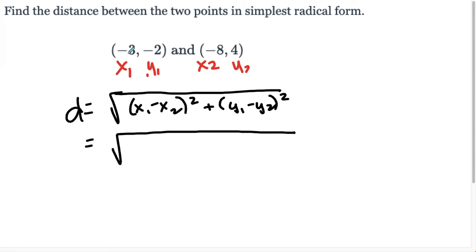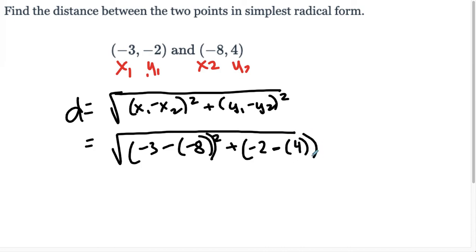Now you just have to substitute what you know. So this is -3. Please bring down the minus. Even if these are negatives, you still have to bring down your minus signs. And now x sub 2 is -8, and then I want to square that, all squared. And then y sub 1 here is -2. Bring down your minus sign, and then y sub 2 is +4, and I want to square that.